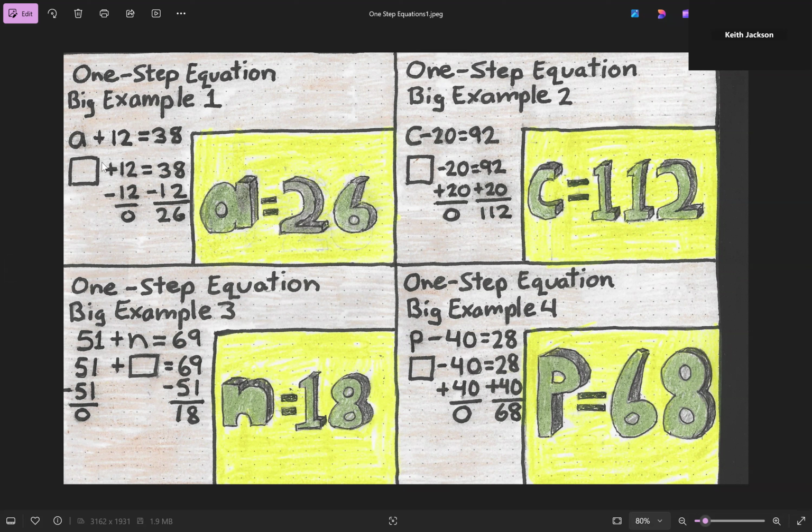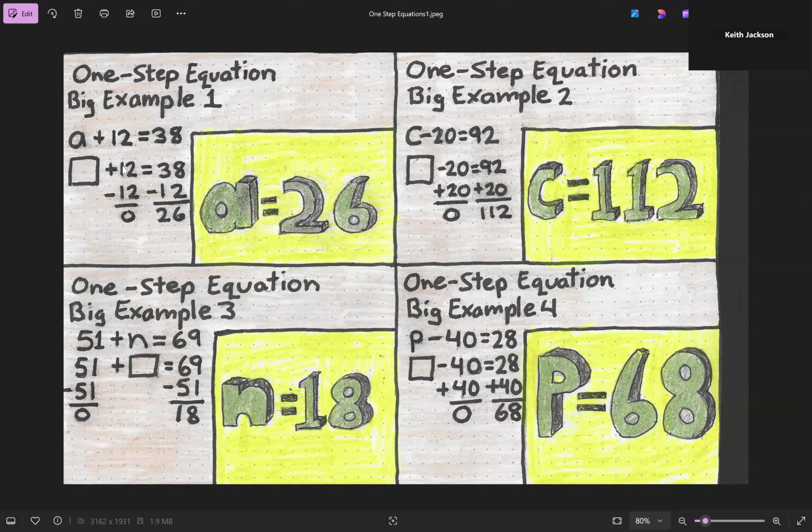And let's go back to big example one, in which we have A plus 12 is equal to 38. Sometimes students have problems with solving one-step equations because they don't know which number to work with. Well, here's a key bit of information. You work with the number that is on the same side of the equal sign as the letter. In this case, we have 38 on the right side with no letter attached to it, while the 12 has a letter attached to it. And that is the number we're going to work with. We're going to work with 12.